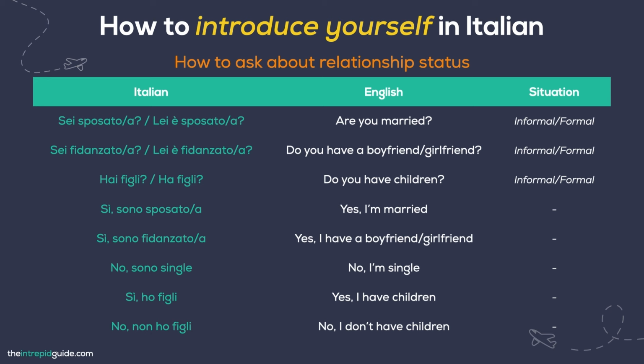And you can respond with, Sì, sono sposato. Sposata. Yes, I'm married. Sì, sono fidanzato. Fidanzata. Yes, I have a boyfriend, girlfriend. No, sono single. No, I'm single. Sì, ho figli. Yes, I have children. No, non ho figli. No, I don't have children.